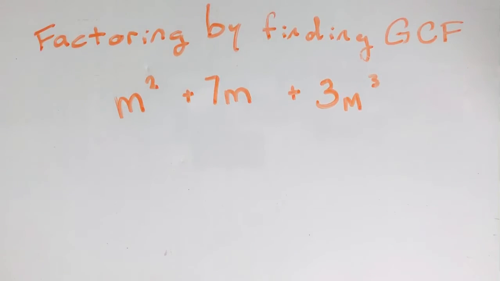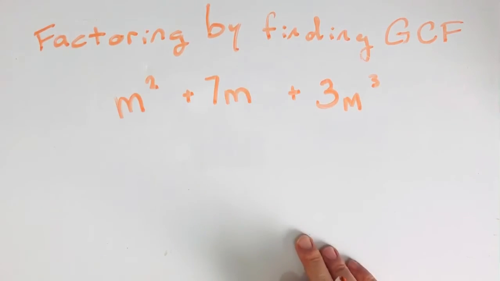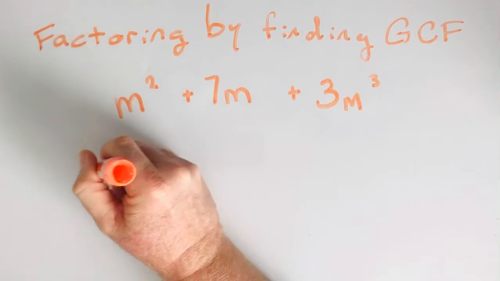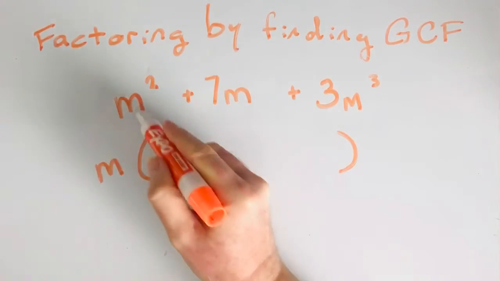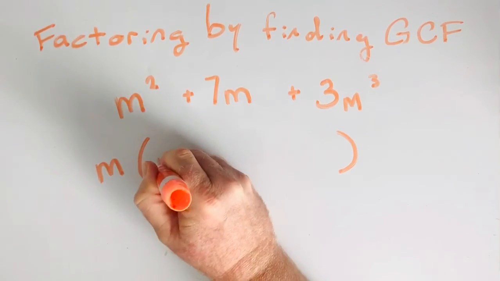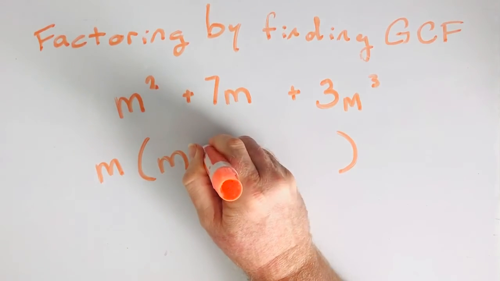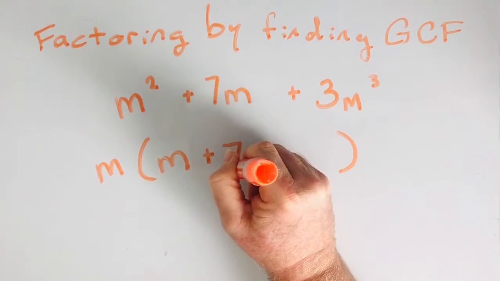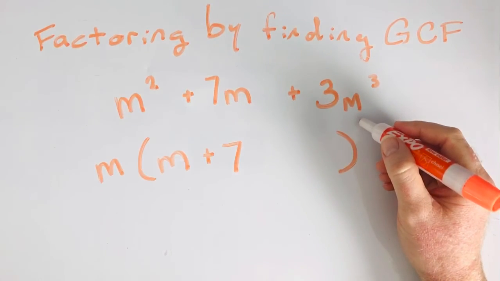Now, what is the greatest common factor? What can I factor out of all of them? You might notice that all of them have an m in them. So I can factor out an m. Let's factor an m out. M squared divided by m is m. Plus, we're going to divide 7m by m, and that's 7. And then I'll divide the last term by m.